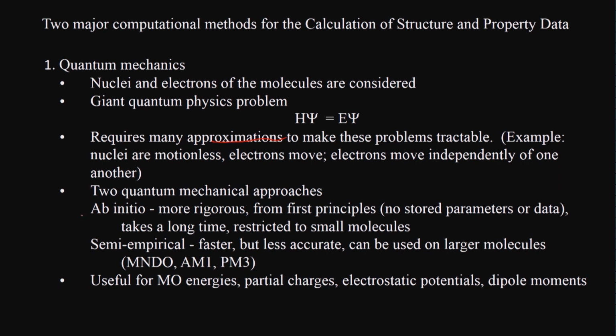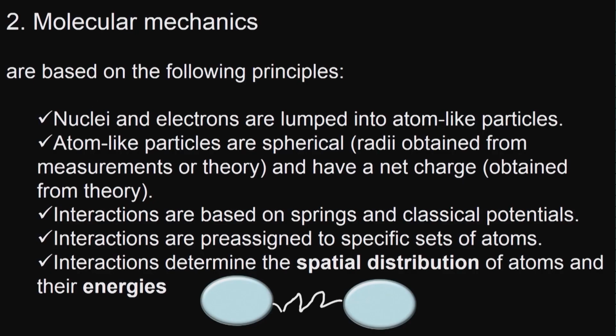Ab initio is much more detailed, but we can't do it for too many atoms, only for small systems. The other one is semi-empirical, and we can do a lot of things with semi-empirical methods. It is much faster than ab initio methods and so on. Now, the second approach, and we are going to talk more about this because most ligand protein docking is done through molecular mechanics predominantly.